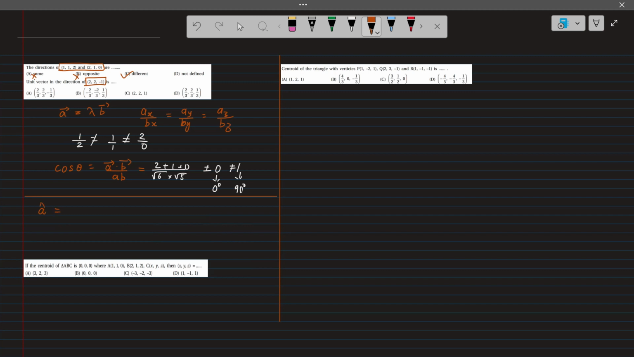Unit vector is always vector divided by its magnitude. Here a vector is 2, 2 and minus 1. So we will divide 2, 2 and minus 1 by its magnitude, square root of 4 plus 4 plus 1. So this will be 2 by 3, 2 by 3 and minus 1 by 3. This will be our unit vector, which is given in option number A.